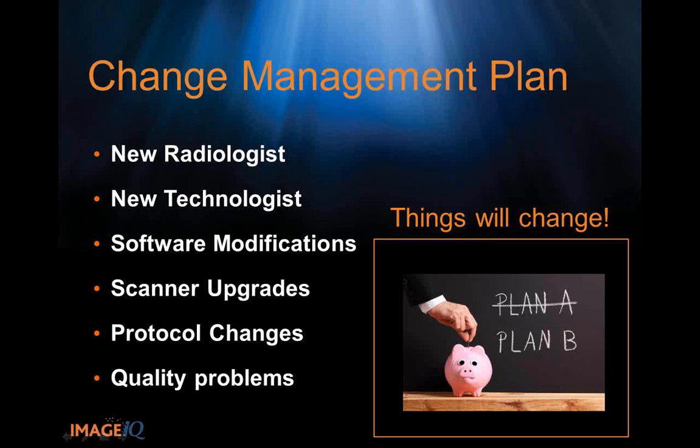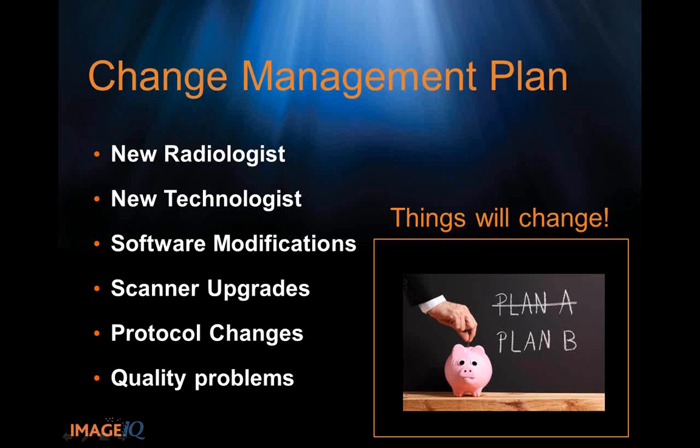The last couple here are protocol changes and quality problems. These are a little different, right? Because you can't lay your hands on them. They're just something that you may want to consider. Let's say your sites are having a lot of problems getting great images with the protocol that's written, and you need to really go back to the basics to say, okay, maybe our positioning is wrong.